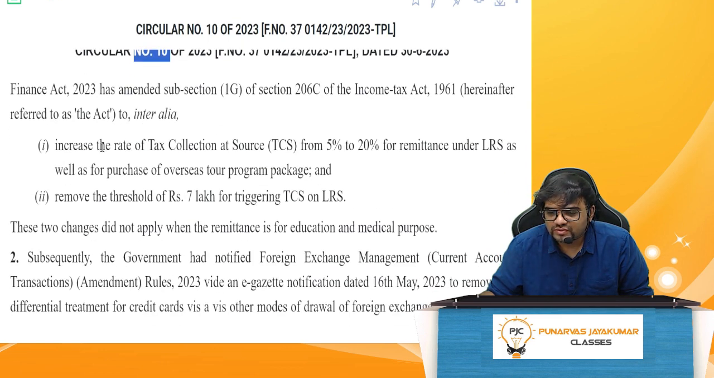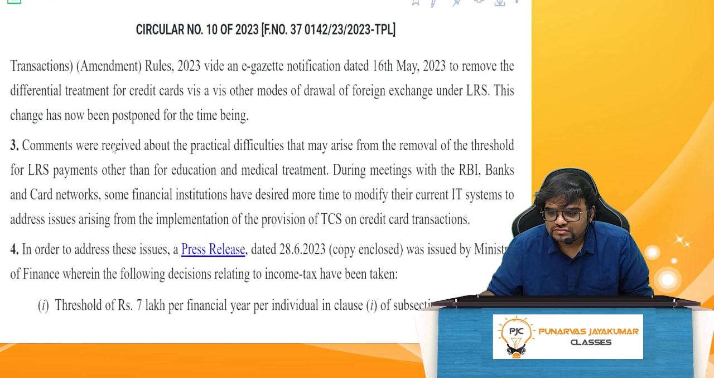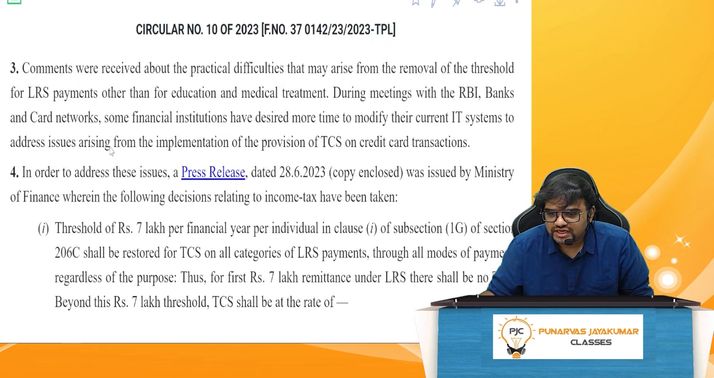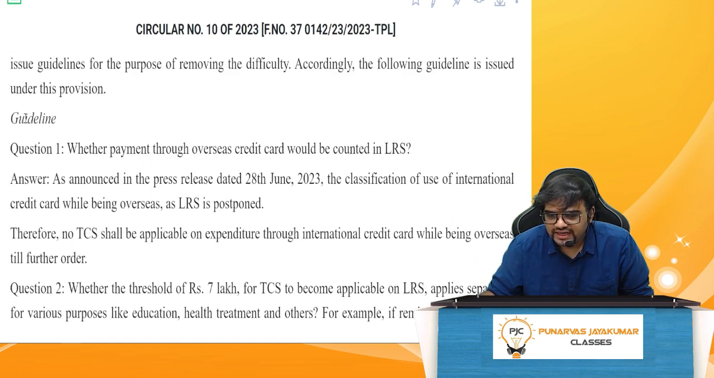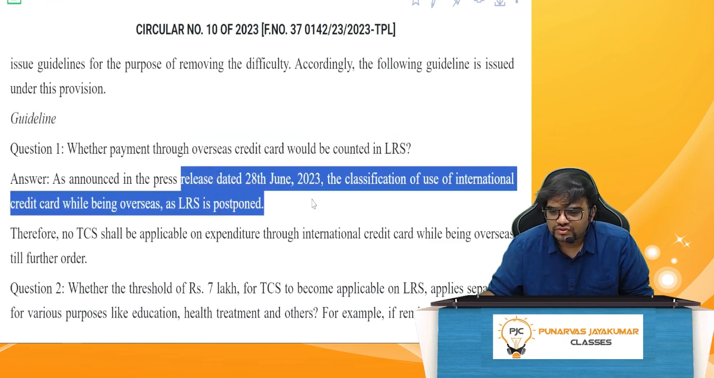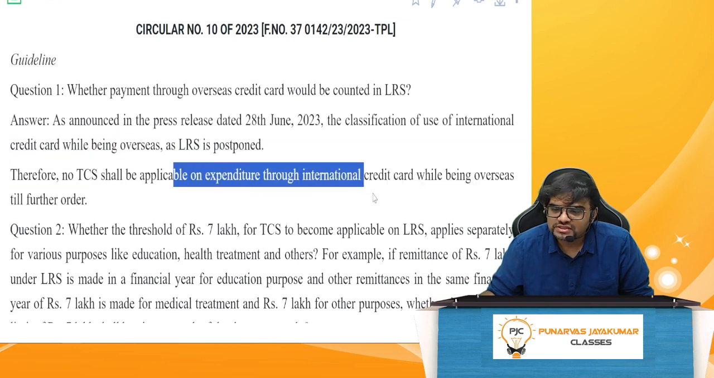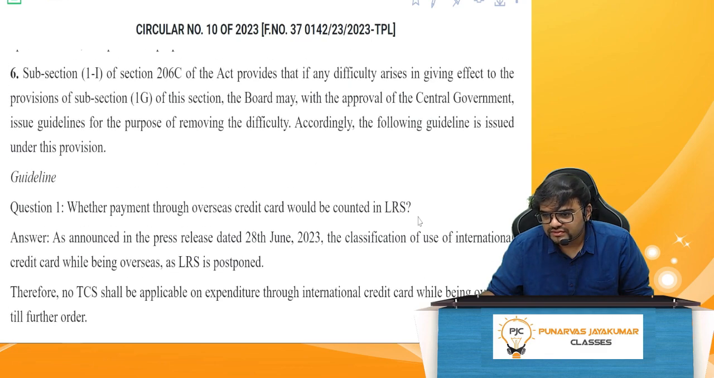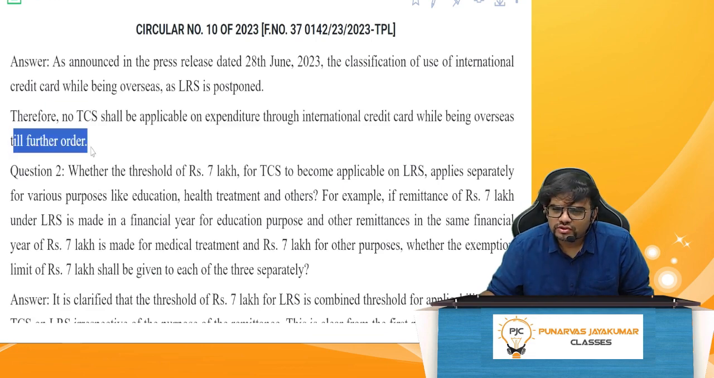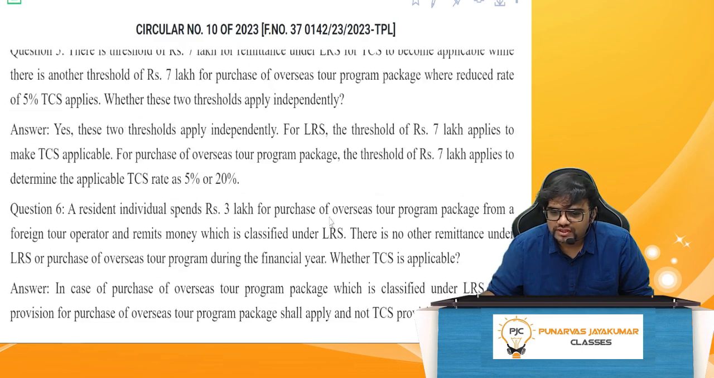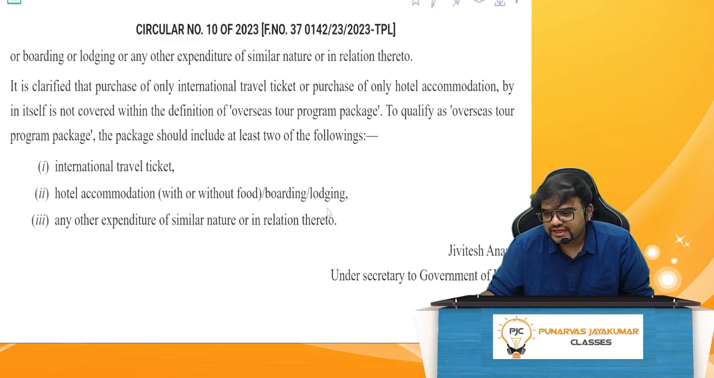So here, what is this? This is given to all the assessing officers. They are telling them, see, this is how we should do it. This is a guideline. Guideline to whom? Assessing officers. Tomorrow when you are checking TCS, whether payment through an overseas credit card would be counted in LRS, yes or no, all those things. No TCS will be applicable through an international credit card while being overseas, till further order. So till now, don't check. Later we'll see. So many questions. These are all guidelines. They will be given by the Under Secretary to the Government of India, an IAS officer.